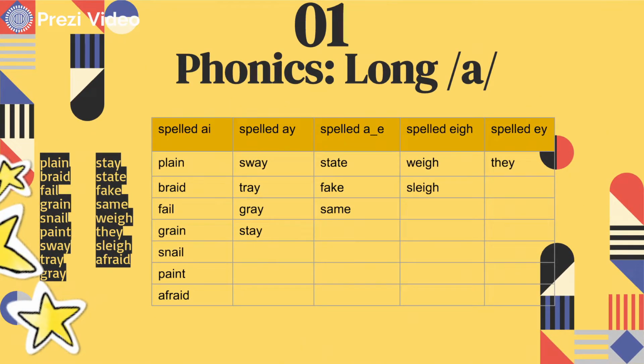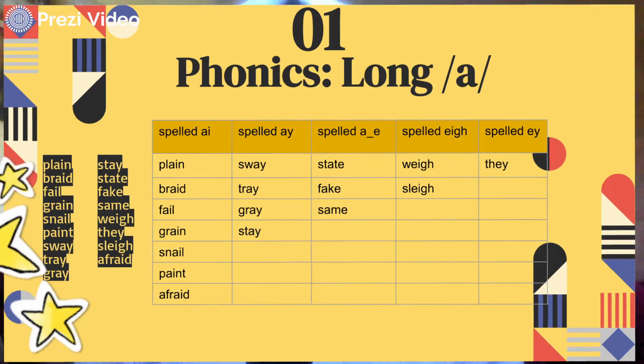In long A, sometimes there are words with long A. These words, they have AI, AY, A, consonant then E, EIGH, or EY. So what do we mean here? I mean that some words have the long A sound, okay, and this long A sound comes in different forms.